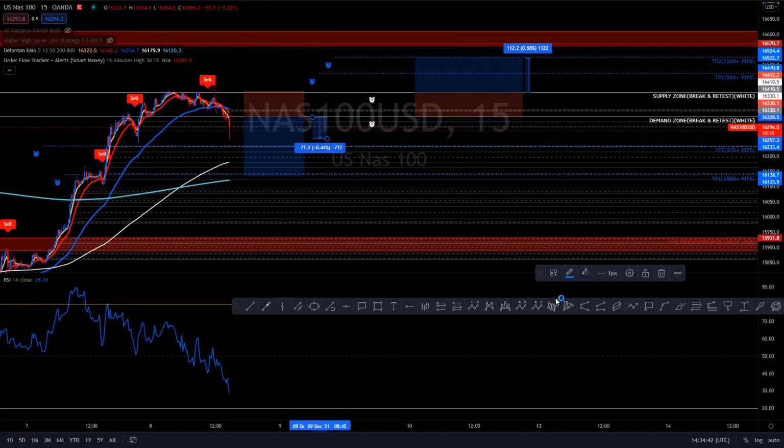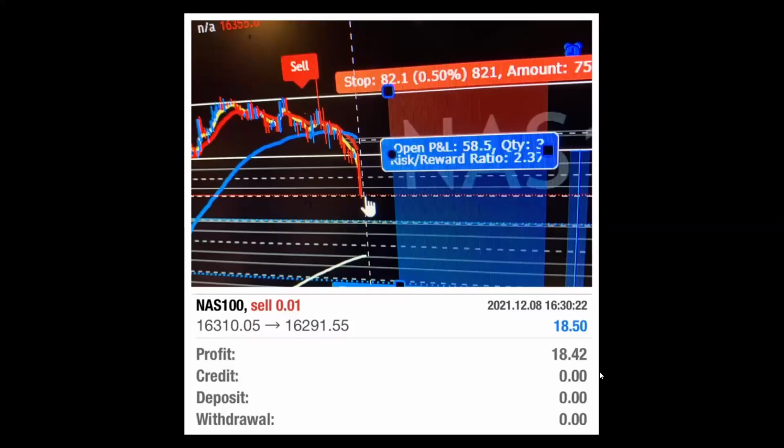Just as proof that I got this documented. And I'm going to post this in my group. There we go. 712 pips. It even went down a little bit further than that. Got me an $18 profit on the smallest lot size, 0.01. So if I had traded this at $2 or $5 per pip, this could have easily been a $300 profit or more. So that's it for this session.